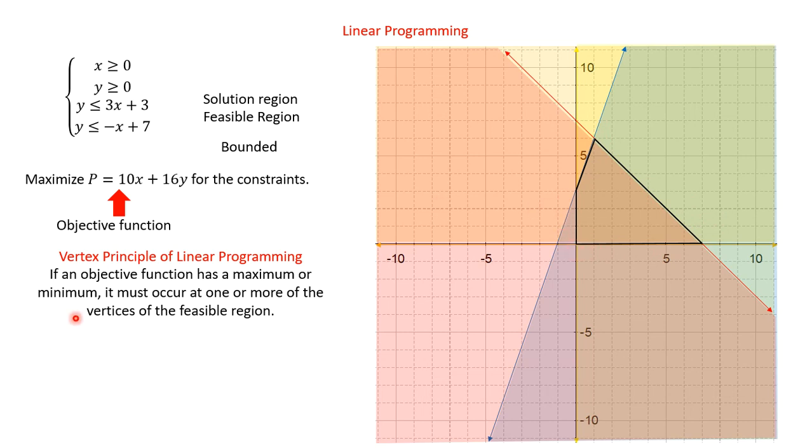So what this principle did is it narrowed down the infinite number of possible solutions that we had to plug in to only 4. I like those odds a lot better. So we just need to plug in 4 points and see which one makes the biggest. And we're going to do that. And so, by the way, in a bounded region, the objective function will have a maximum and a minimum. In an unbounded region, an objective function will have a maximum or a minimum, and the other one, it could just keep going.